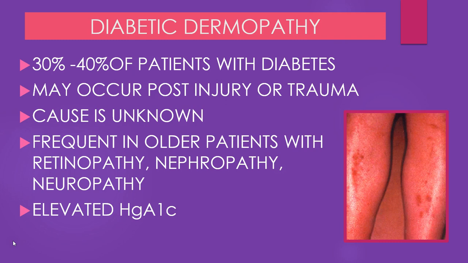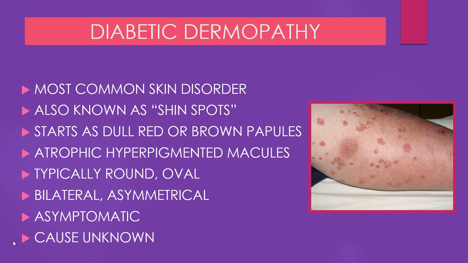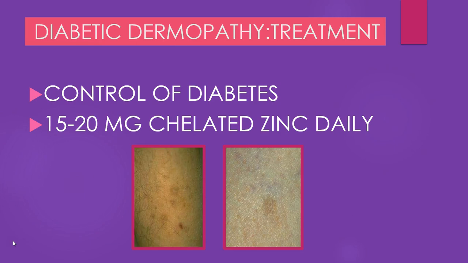They tend to be seen more in the older diabetic patient, more frequently in patients with neuropathy, retinopathy, and nephropathy. The cause is really unclear. They're frequently referred to as diabetic shin spots. They will start as these flat red or brownish macules or papules. They're somewhat atrophic, and they're typically oval or round. They're typically bilateral, although not symmetrical. They're really not symptomatic. The cause is unknown.